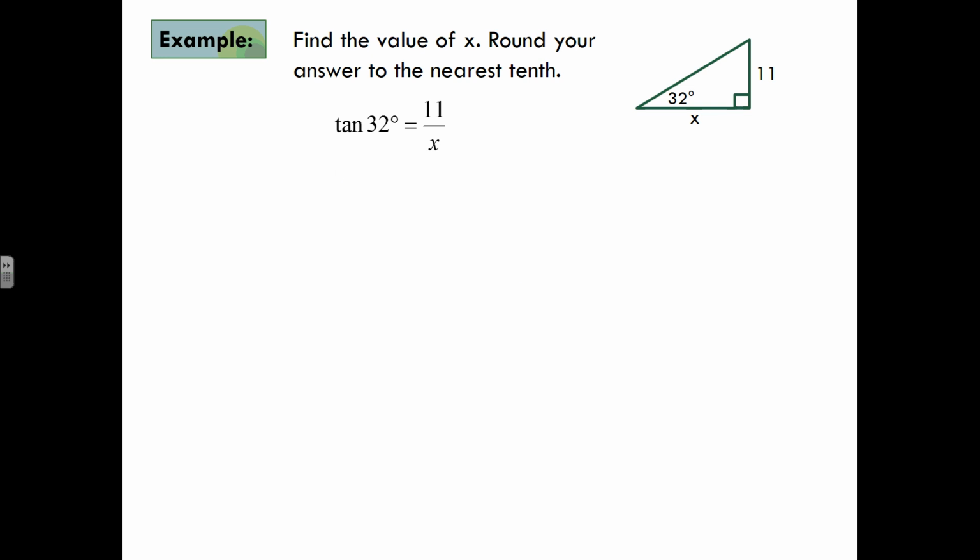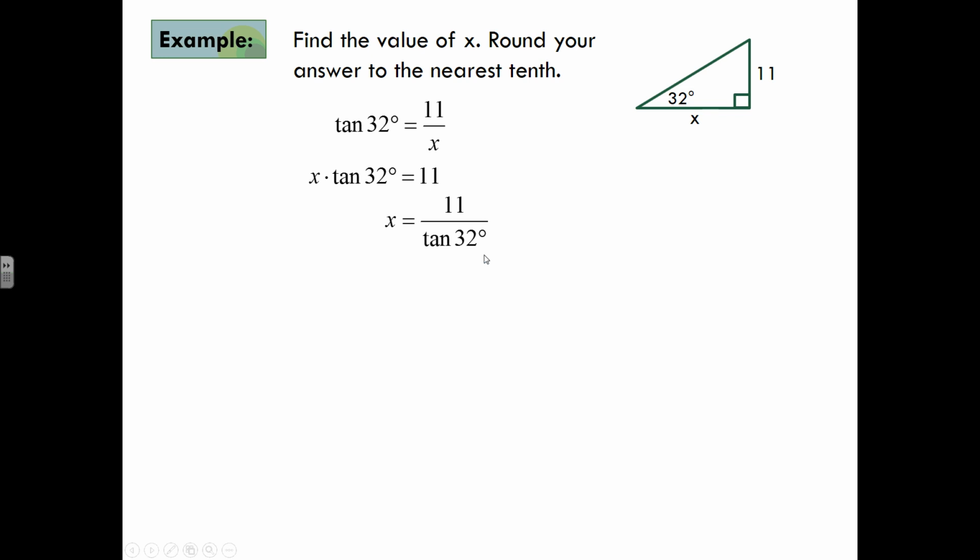Now this is where we're going to do some fancy algebra before we do some calculations, okay? This will make your life a lot easier. I'm going to take this x and cross multiply and move it up here to get multiplied to the tangent of 32. Then I'm going to isolate x, because that's what I'm solving for, by dividing both sides by the tangent of 32. So I get this fraction, 11 over the tangent of 32.